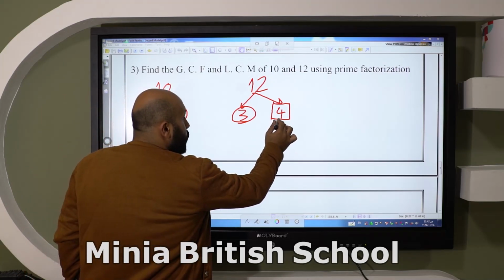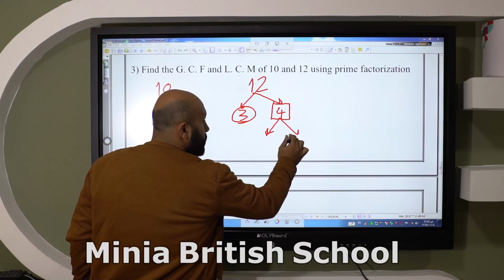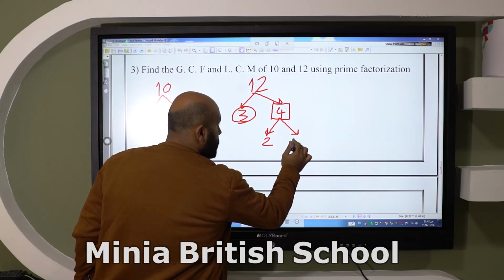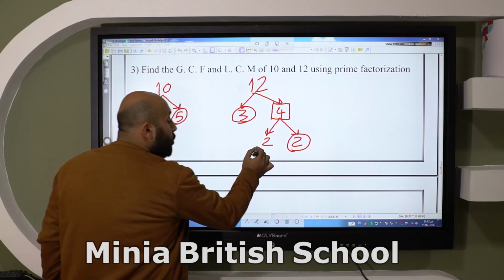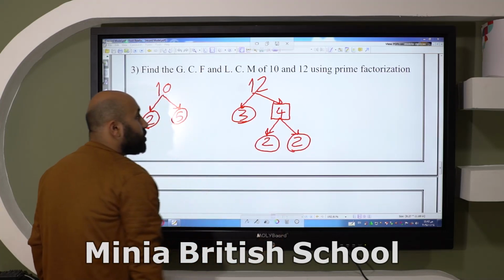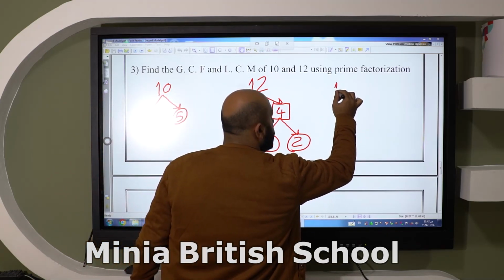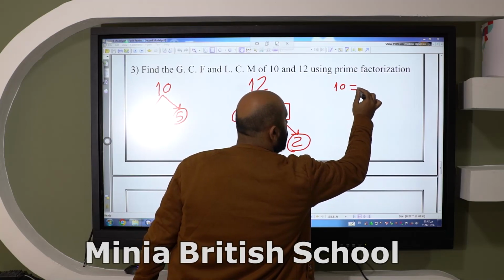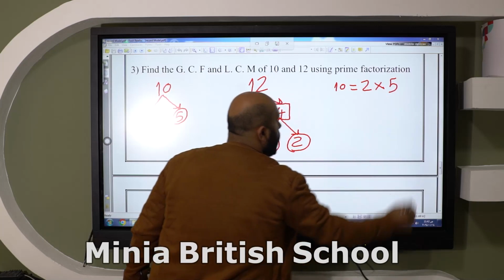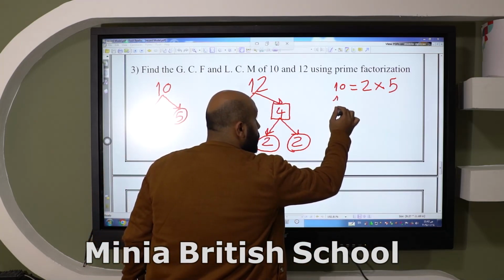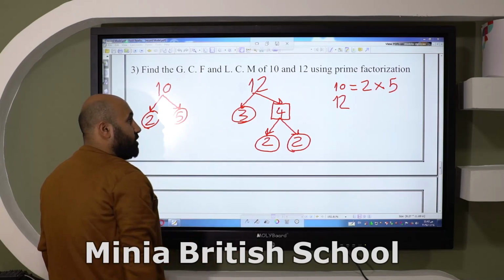The 4, what are the two numbers whose product gives me 4? It will be 2 times 2. The 2 is a prime number, put it in a circle, and also the other 2 is a prime number, put it in a circle. So the 10 equals 2 times 5. What about the 12? The 12 equals 2 times 2 times 3.